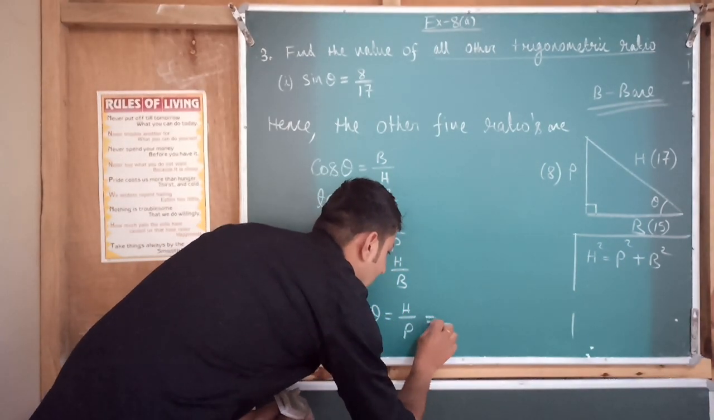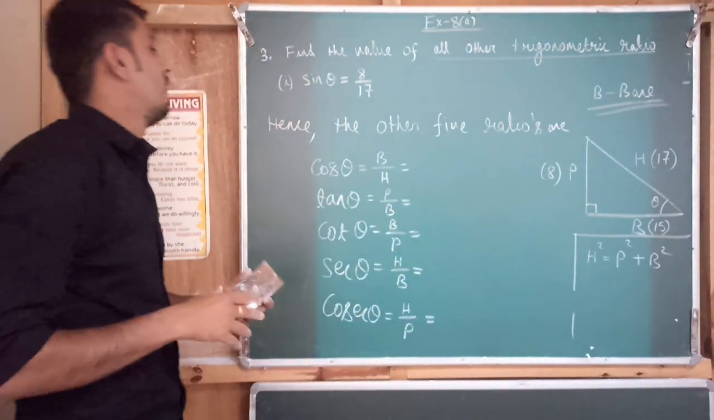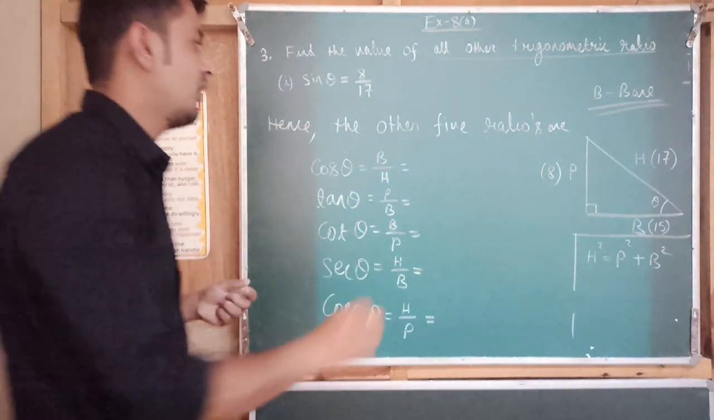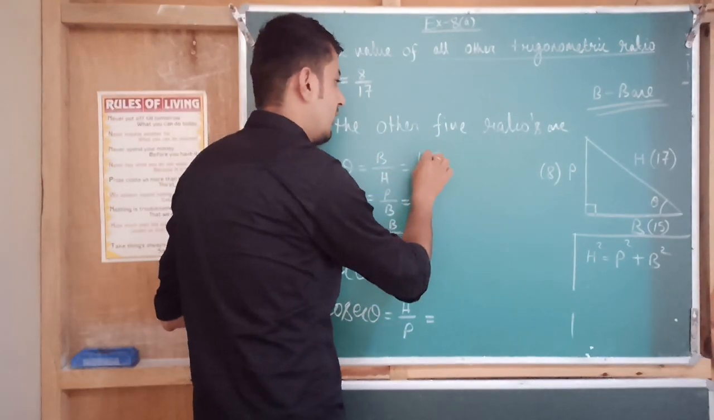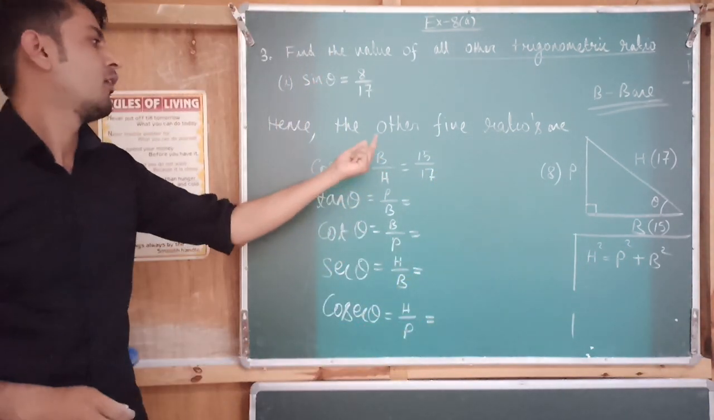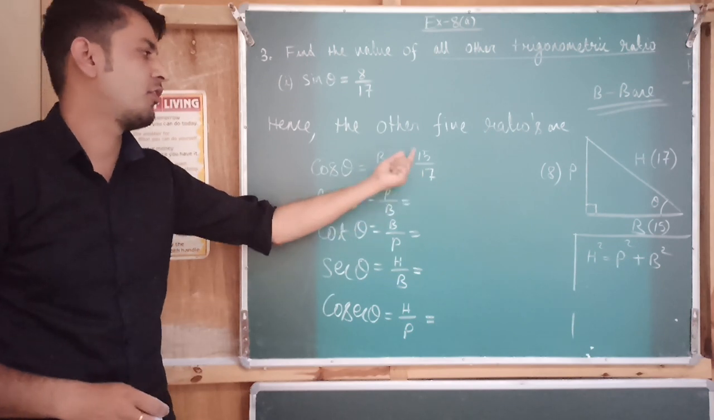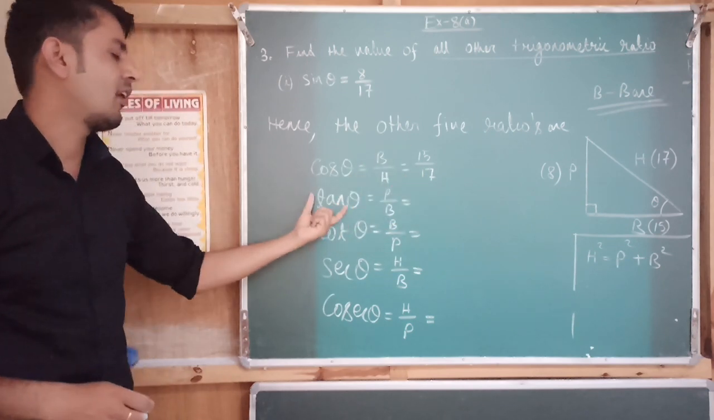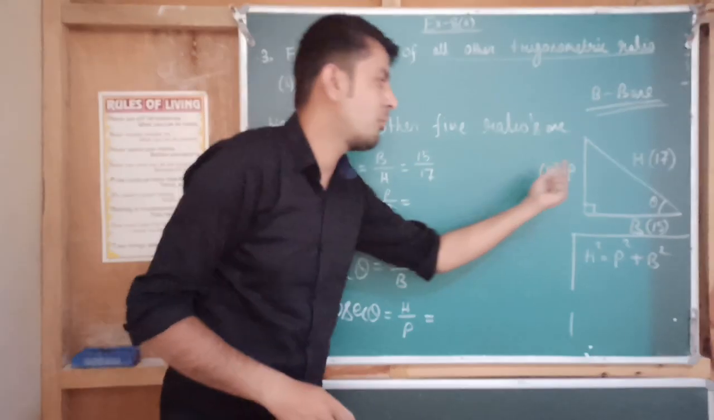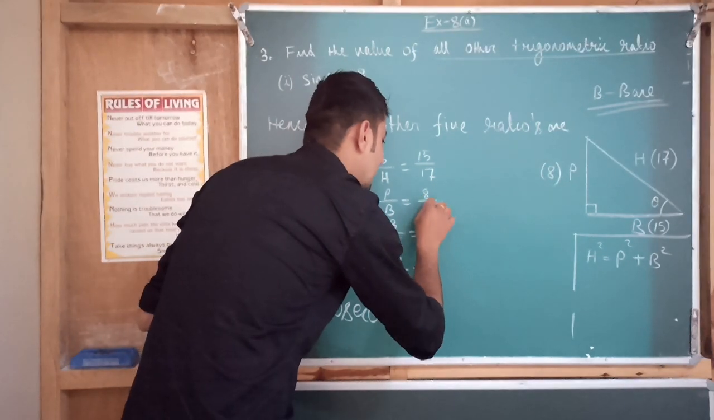Let us see how much you are going to get. What will be your cos theta? B by h. What is your b? B is 15, so you will get 15 by 17. I hope it is okay for you. Then next, tan theta is p by b. What is p? 8. So you will get 8 by 15.